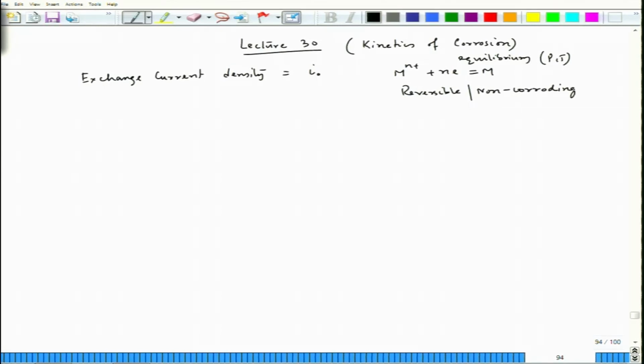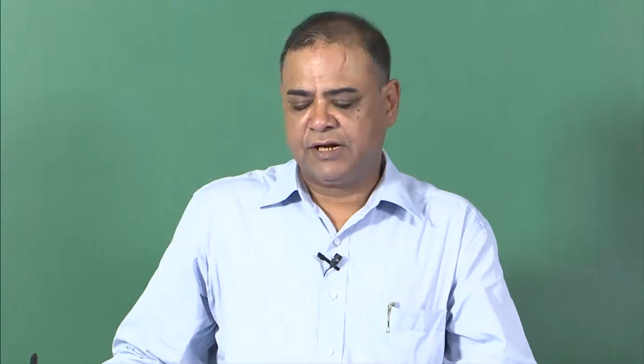Why is it non-corroding? Because when a metal is dipped in an aqueous medium, the metal ion comes out from the metal surface, as well as the reverse reaction, in which the metal ion gets reduced to metal. These two processes happen at the same rate, and that is the condition when we have the exchange current density.